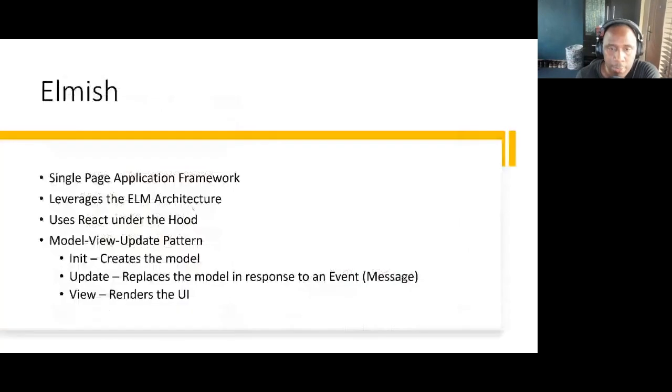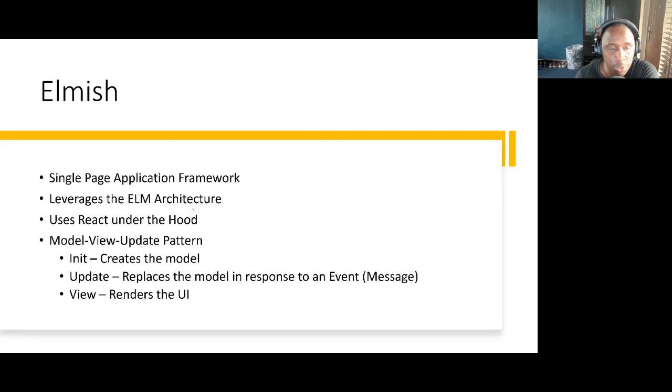So we've done the demo, and that now brings us to Elmish. Elmish is essentially a single page web application framework. It leverages the Elm architecture. It uses React under the hood, and it is based on the model view update pattern, right? So it's a functional architecture for building UIs. It is made up of three main functions: your init function, your update function, and your view function.